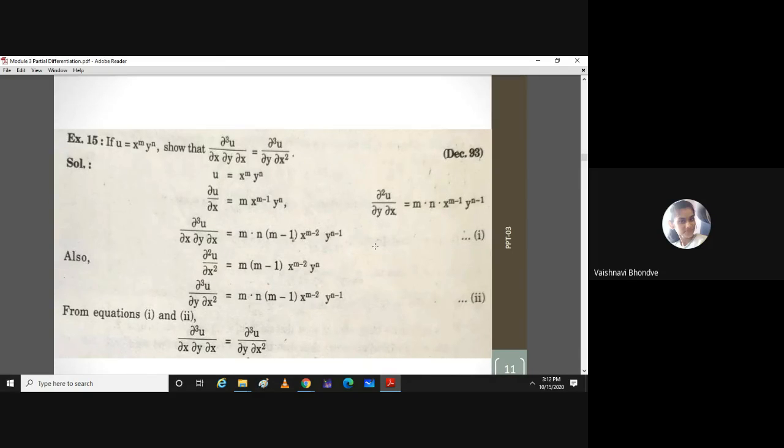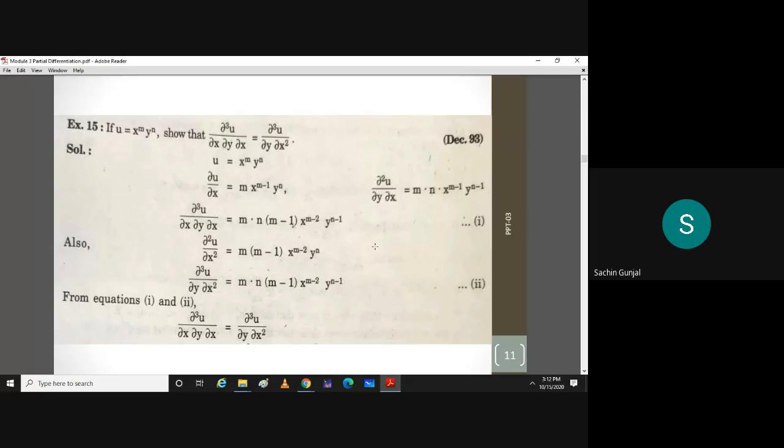Yes, sir. Now let us calculate this side. So find out ∂u/∂x, which is already calculated. ∂u/∂x is m into x raised to m minus 1 y raised to n. Then again differentiation with respect to x. So y will be constant. So m y raised to n as it is. Differentiation of x raised to m minus 1, which is m minus 1 x raised to m minus 2.